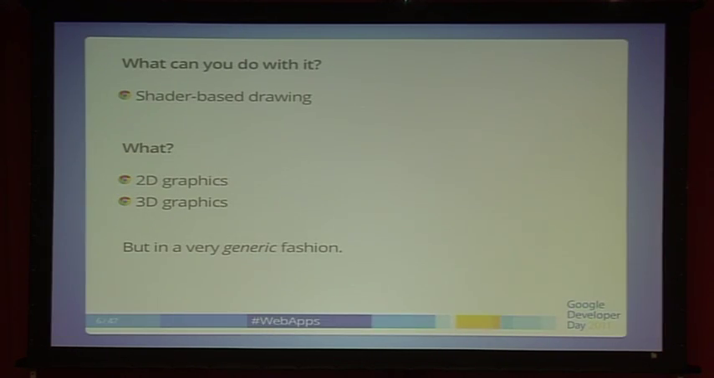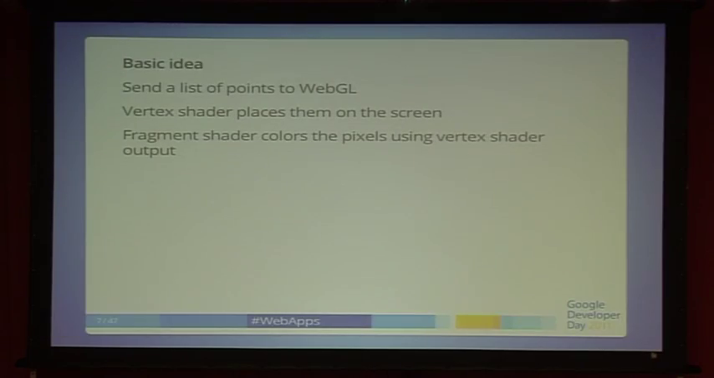So the basic thing that you do with WebGL is you have a bunch of shaders, and you draw using them. Now, if that says nothing, then it's basically a way to do either 2D graphics or 3D graphics, but in a very generic fashion. So you just have these little programs that you do stuff with. The basic idea is that you have a list of points, you send them over to WebGL, and the vertex shader is a small program running on the graphics processor. It puts the points onto the screen.